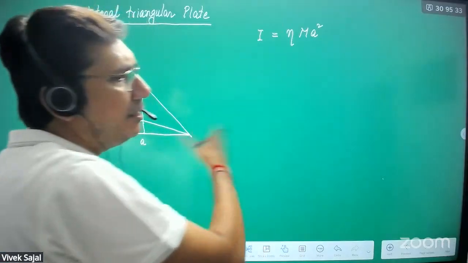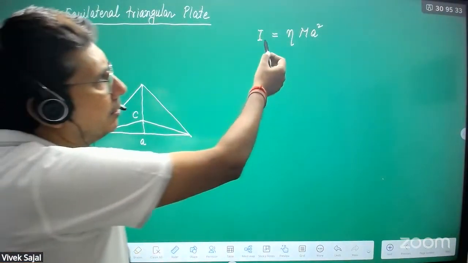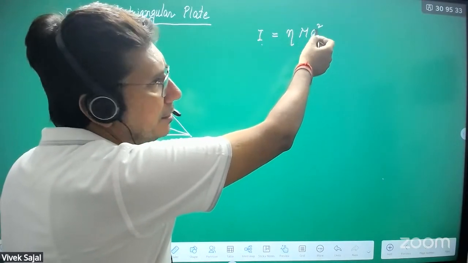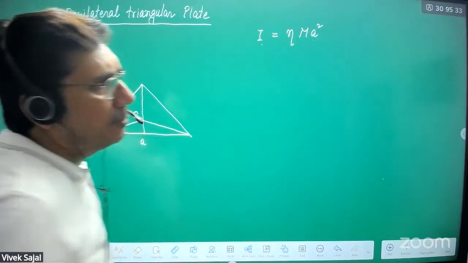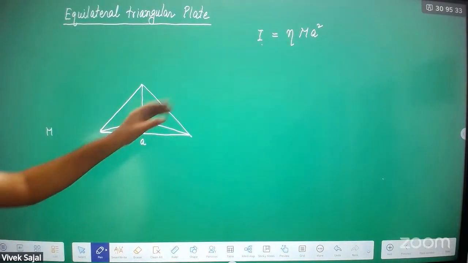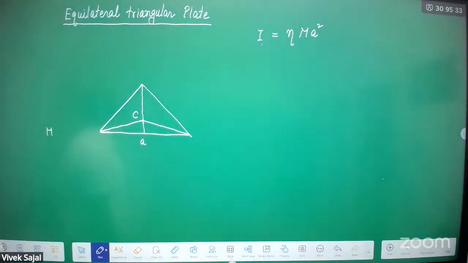You can solve many problems where symmetrical types of structures are there. You will find the moment of inertia is proportional to its mass as well as the square of whatever symmetrical parameter is there. So you can only predict that I will be ma square multiplied by some number. I don't know that number. I want to find out this eta.